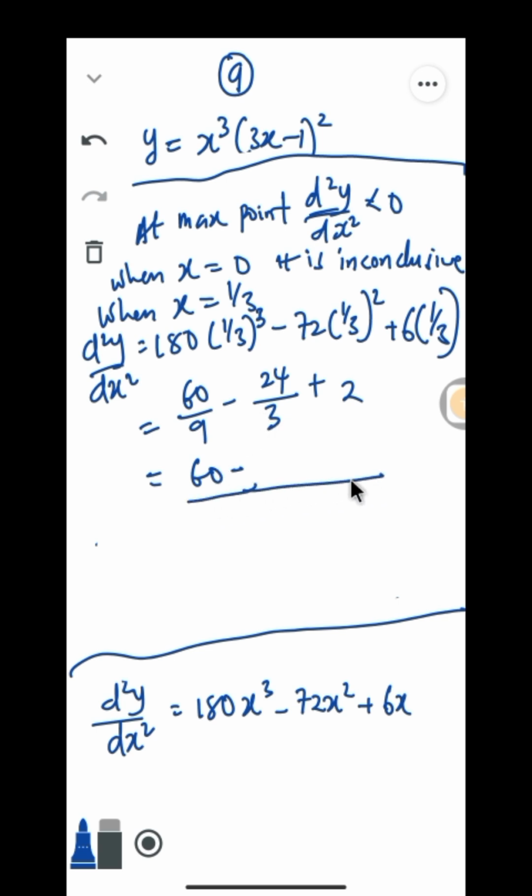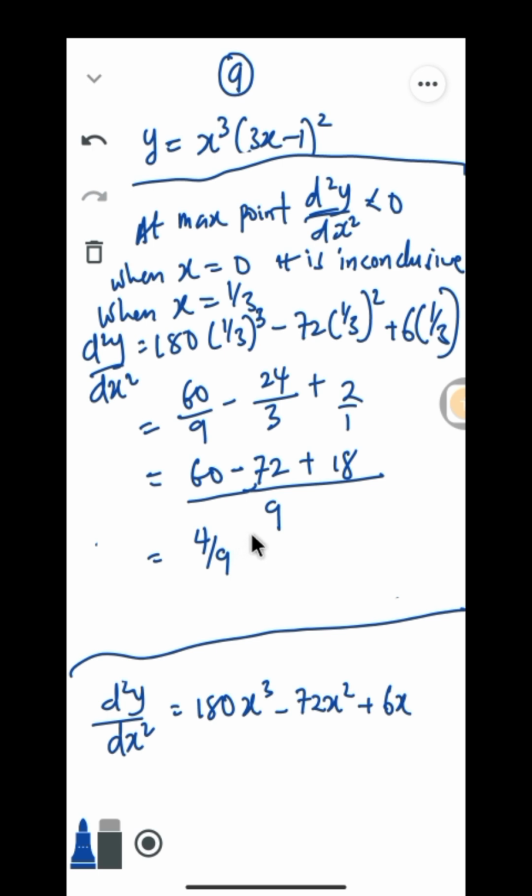Okay, so let me do the LCM here. Since the LCM is 9, 9 into 9 is 1, times 60. 63 into 9 is 3 times 24, that's 72, plus 1. 9 times 2 is 18. I have 60 plus 18, which should give me 78. 78 minus 72 should give me 4. So I have 4 over 9.